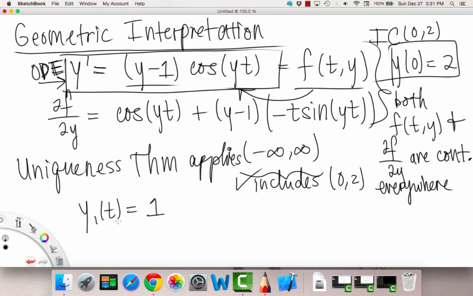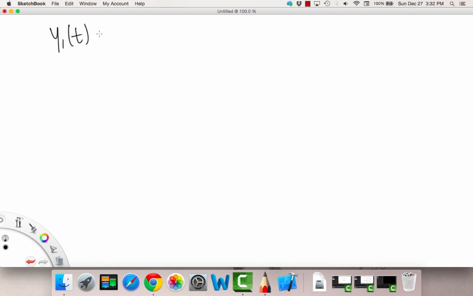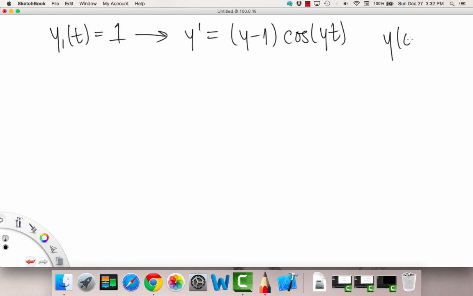So one of the solutions, like I said, is y sub 1 of t equals 1. The reason is that the first derivative of 1 is 0, which is also equal to, when you plug the 1 into the right side, 1 minus 1 times cosine of 1t. It doesn't matter because this goes to 0. So that satisfies it, right? Here's one of the solutions, and I'll show you where we're going to end up on the next slide. So we've determined that this is a solution to the ODE with y minus 1 times cosine of yt. This is not a general solution, but a particular solution to that ODE, but not to this initial value problem.